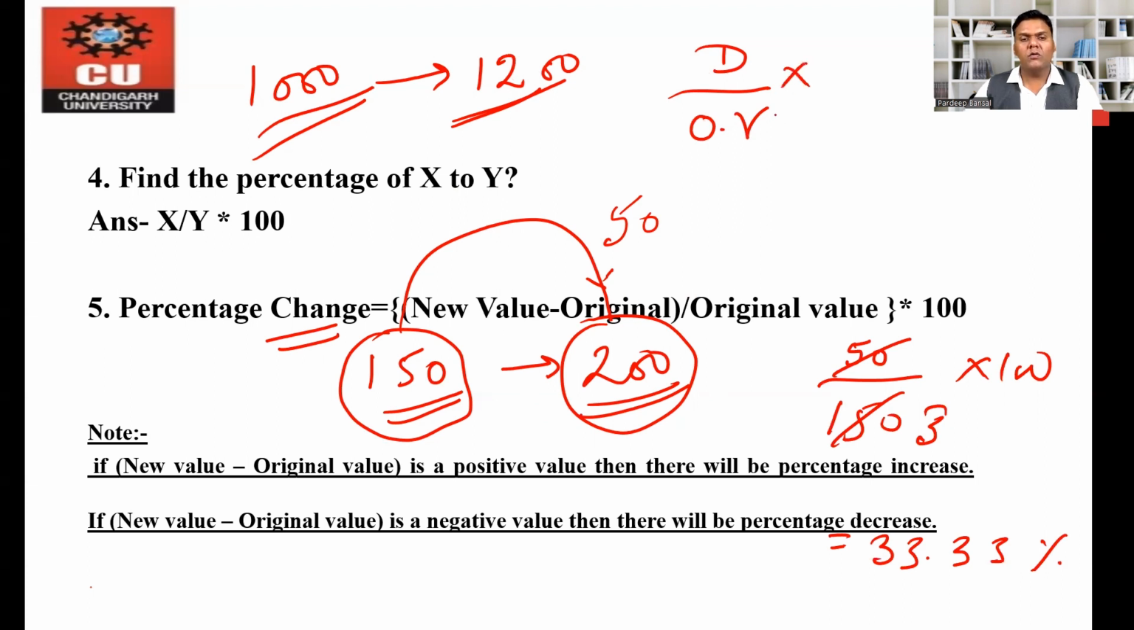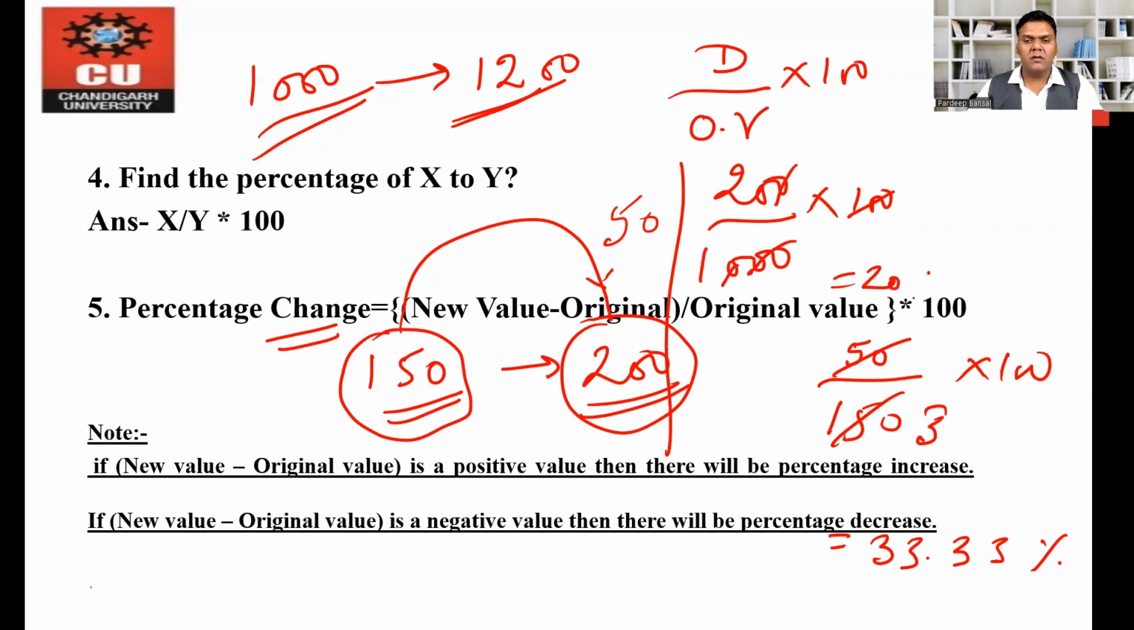Yeah, the difference is divided by the original value, or you call it the initial price, multiplied by 100. So the difference is 200. The original price is 1,000, multiplied by 100. So what is the percentage increase? 20%.